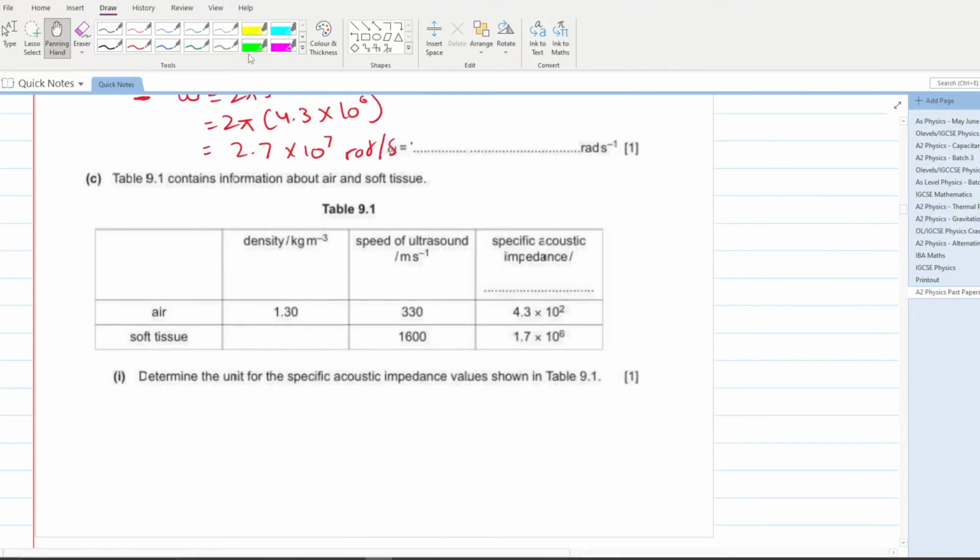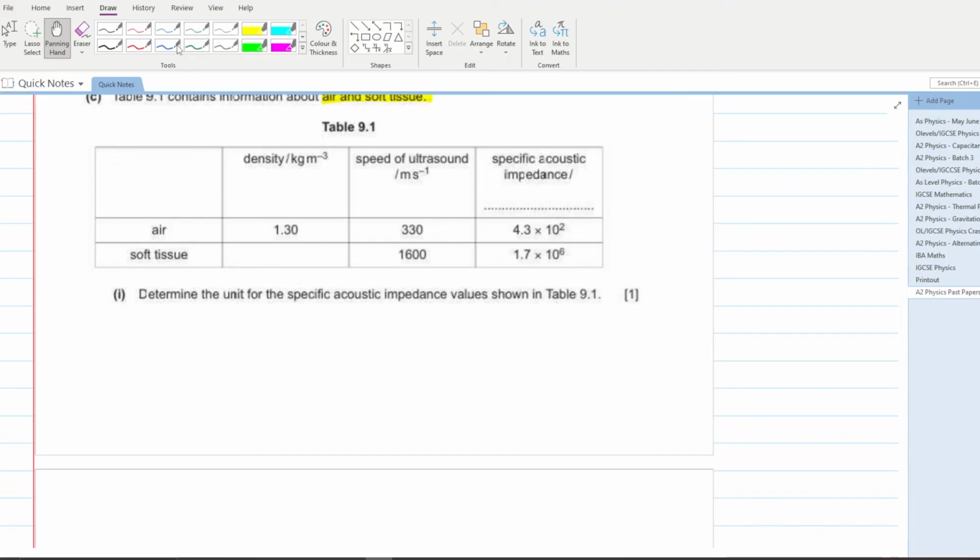Let's move ahead. Table 9.1 contains information about air and soft tissues. Determine the unit for a specific acoustic impedance value shown in table 9.1. Okay, so we have to determine this unit. How can we do that?